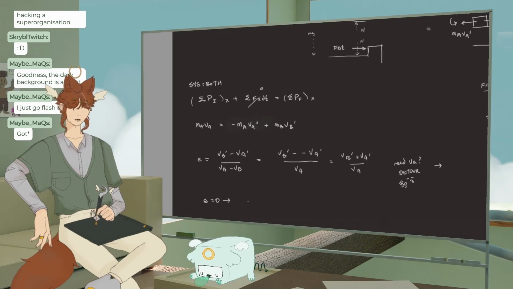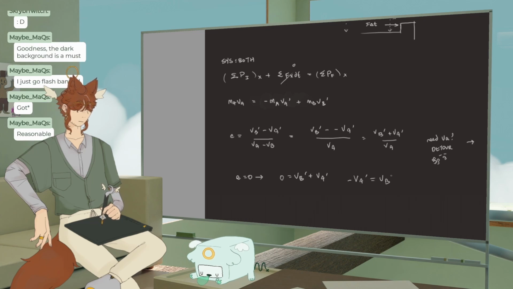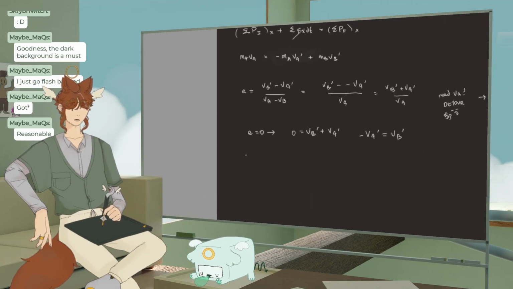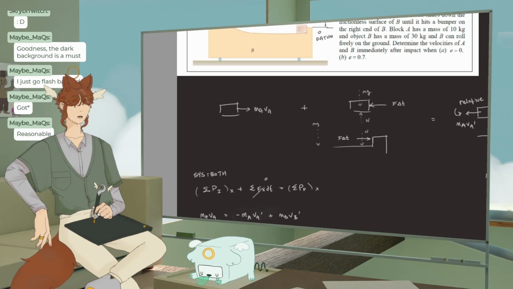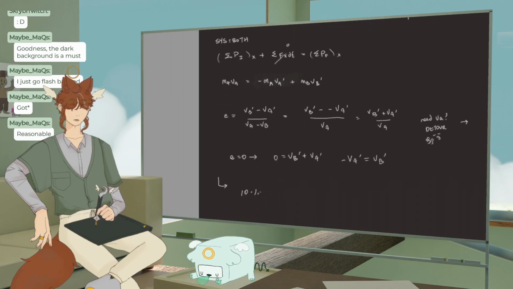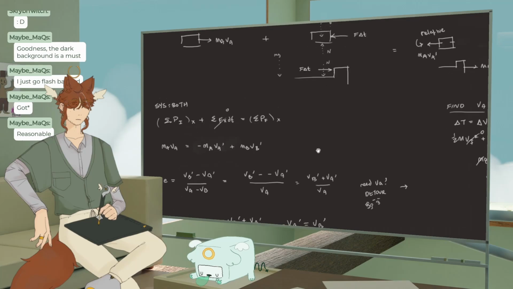So if E equals 0, what does that mean? That means that 0 equals VB plus VA. It's a perfectly elastic collision. Reasonable. Okay, so let's plug this in then. We have MA. Let's just start actually plugging stuff in. MA is 10 kilograms, so 10 times VA, which is the 1.98, equals negative 10 VA prime plus... Are we trying to find both velocities? Yep. We'll just do this one then. So MB is 30.